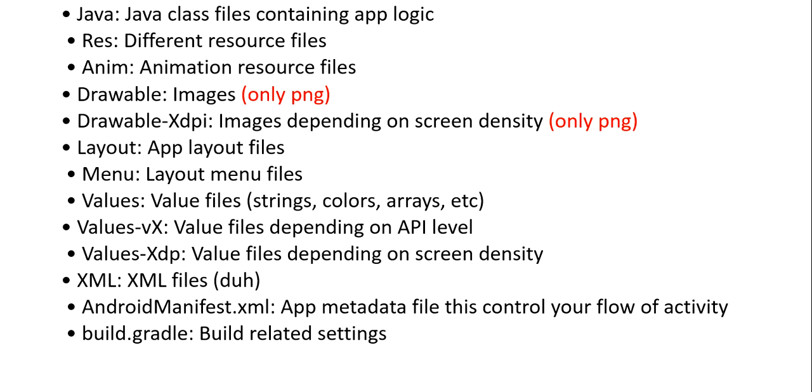Okay. Now there are some basic terms in Android. Like we have a Java file, a resource file, an animation file, then a drawable file, then drawable XDPI, then a layout, then a menu, values, and XML, and AndroidManifest.xml, and then there is build.gradle. First, I would like to explain these terms, then you can read their definitions.